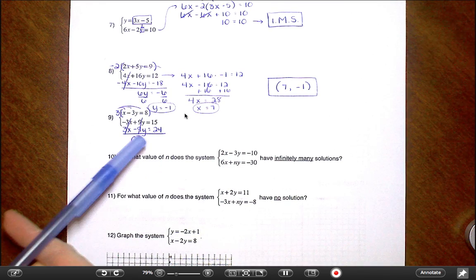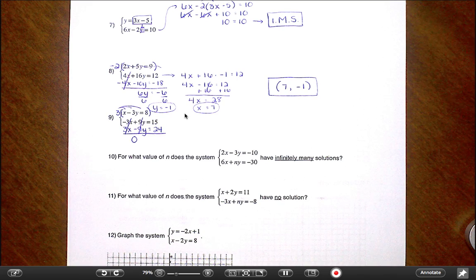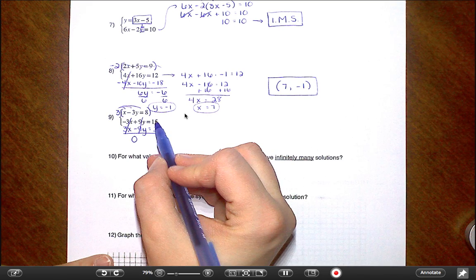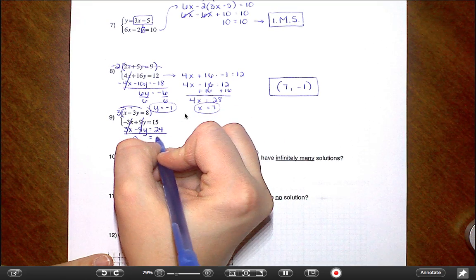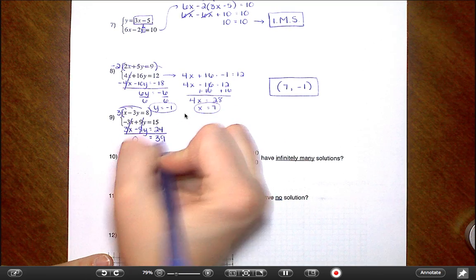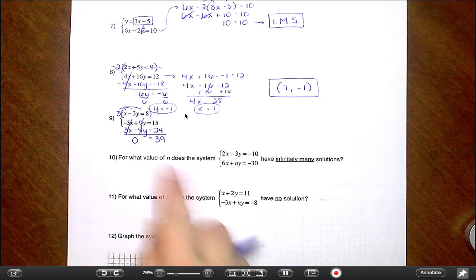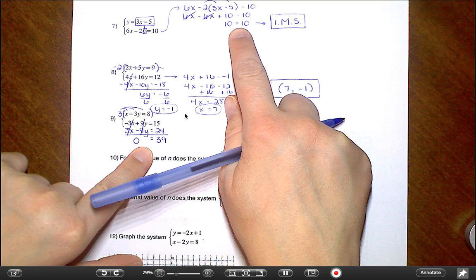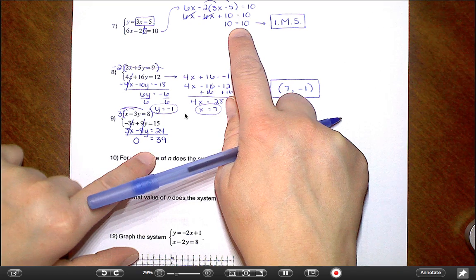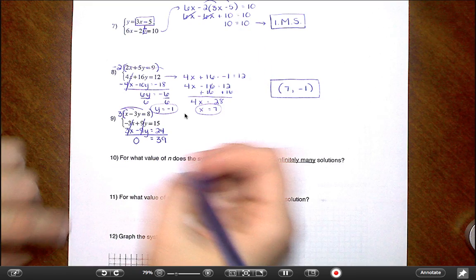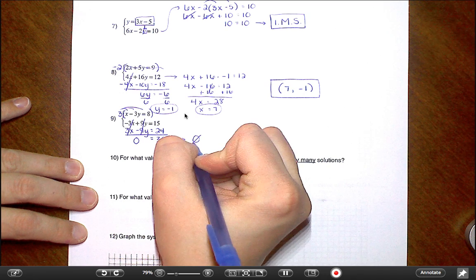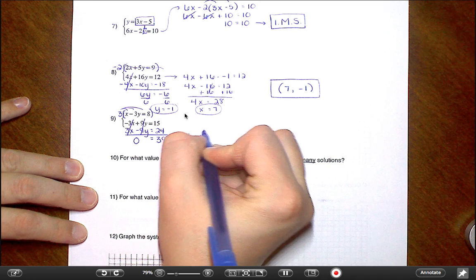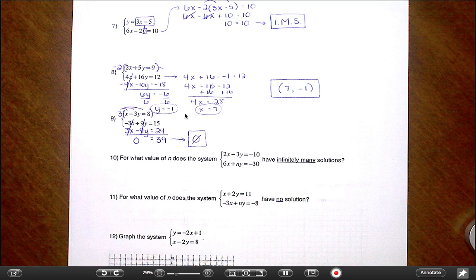However, what's different between this one and number 4 that we did on the previous page is this time these ones do not cancel. 15 plus 24 gives me 39. And we know that 0 does not equal 39. So this is different than this, okay, because I ended up with two different numbers instead of two of the same. For something like this, this tells you that there's no solution. There's no possible number that makes that true. Okay, these would be two lines that are parallel to one another.